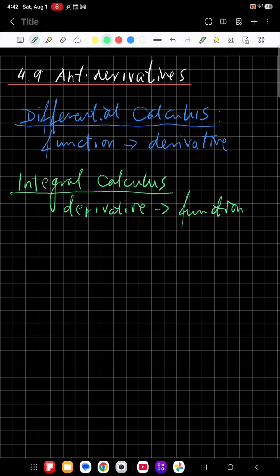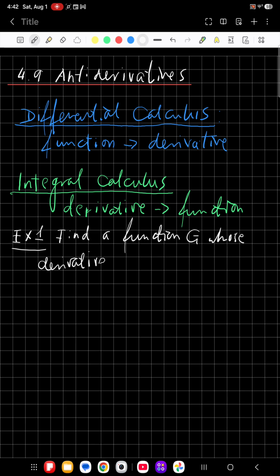Okay, so let me give you an example. It's sometimes the easiest way to explain what's going on. So example 1. Find a function, and we'll call it a capital G, find a function G whose derivative is 3x squared.